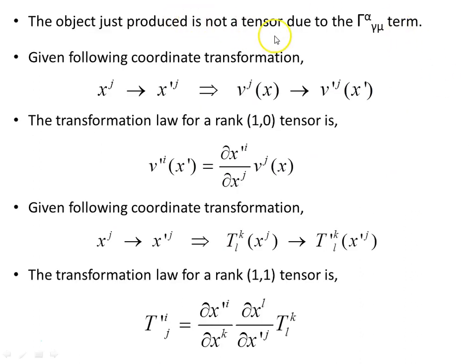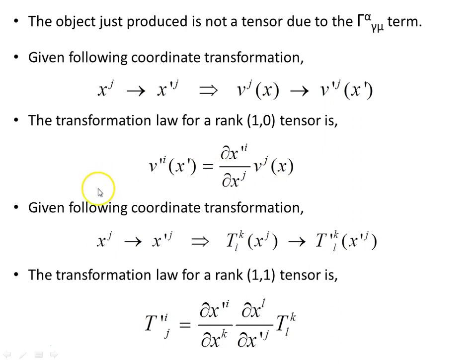Next bit. The object just produced is not a tensor due to the gamma term on the end there, and we can have a look at tensors and tensor transformations to see how that is. Given the following coordinate transformation from the x coordinate system to the x prime coordinate system, the vector v of x is transformed into the prime system v prime of x prime. So the transformation law for a rank (1,0) tensor, that's rank 1 in the contravariant components, the upper index here, and 0 in the lower index. So it's a rank 1 tensor, which is what a vector is. This is the tensor transformation law for a rank (1,0) contravariant tensor.